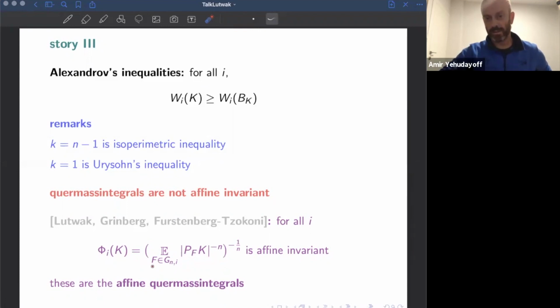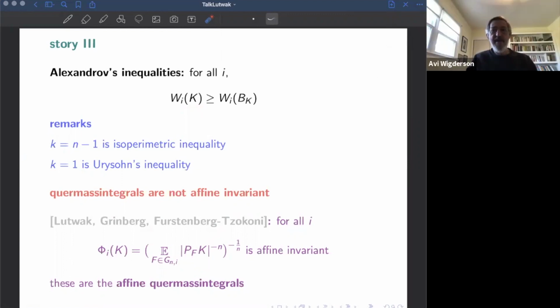And the way they called it is the affine square mass integrals. These are the square mass integrals, and these numbers are affine invariant. So this is the reason for this somewhat unpleasant name.